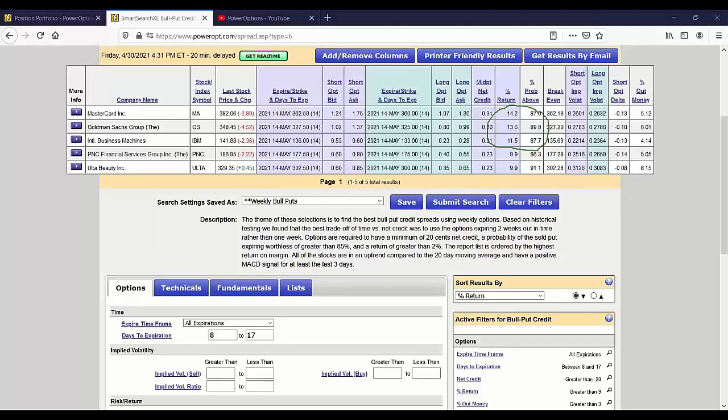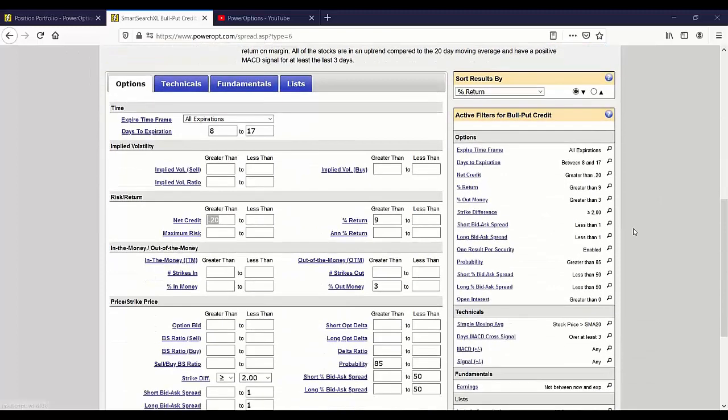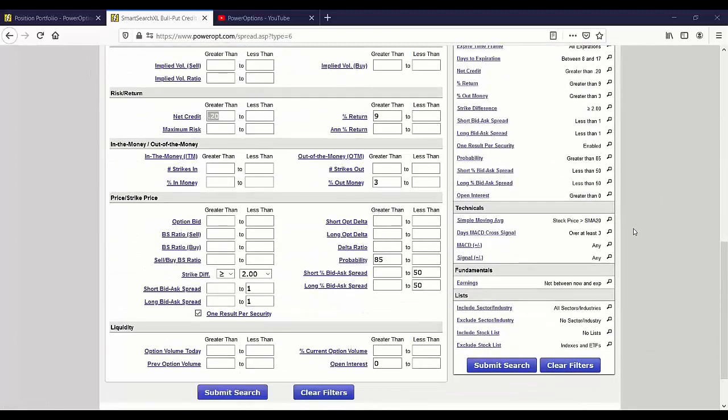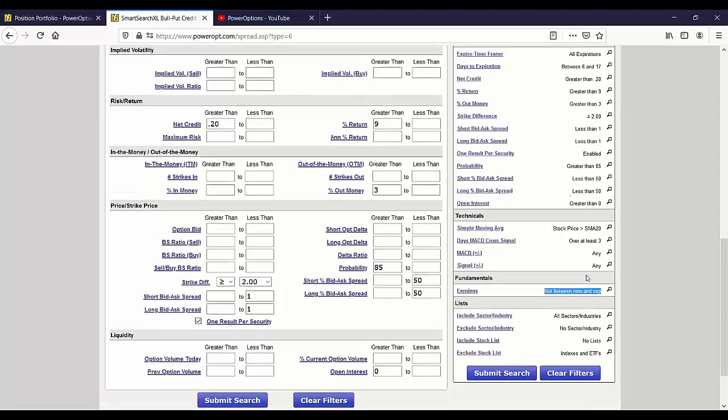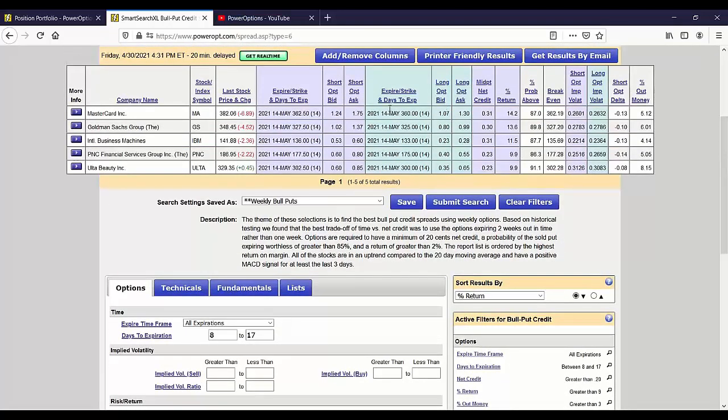Number 2, one thing I never want to do with a credit spread, a vertical spread, even a debit spread, maybe an out-of-the-money debit spread if I'm very speculative, but a standard high probability credit or debit spread, Don, I never enter a bull put or a bear call with earnings between now and expiration. And we're right in the thick of earnings season, so that's why there's so few results right now.